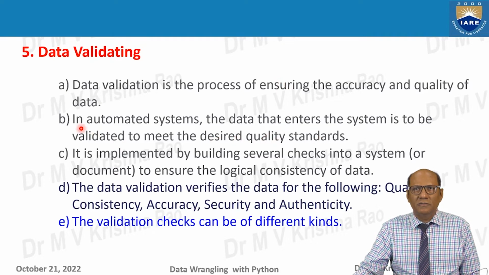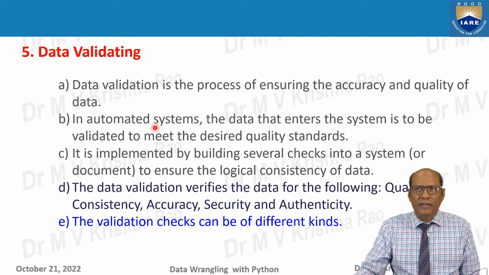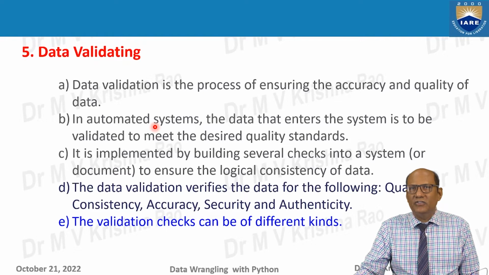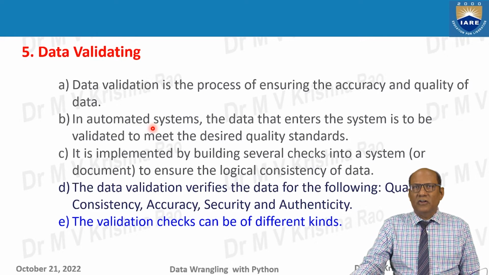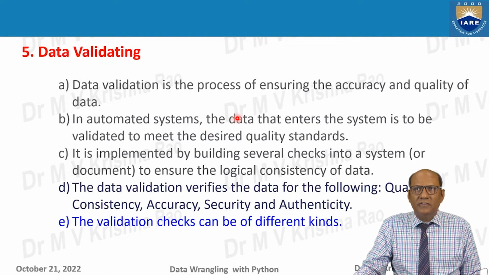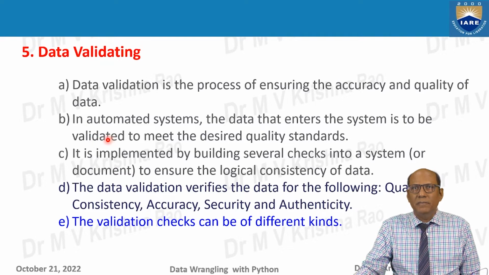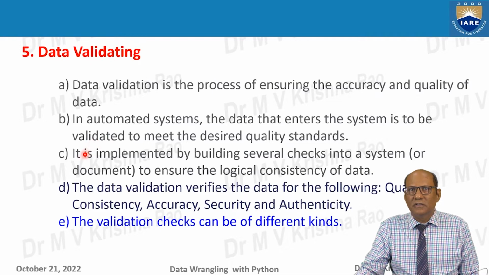The additional thing is automated systems. In automated systems, there is no human being to check and validate each data value, because human intelligence is not involved. In that case, you have to validate this data before it enters the system. Otherwise, the data will sometimes become meaningless, some records. So it is implemented by building several checks into the system or document.